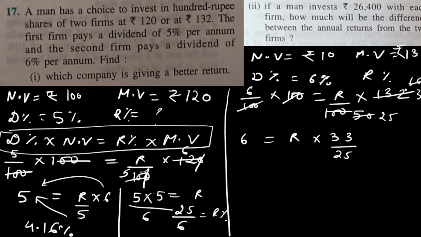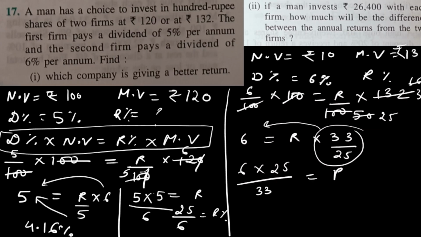4 also directly it will go. 4, right. So it's correct. Now this 33 by 25, when we shift it to other side, same way 6 into this 25 is getting divided by R. When we shift it to other side, it will get multiplied. This 33 is getting multiplied with R. When we shift it to other side, it will get divided.